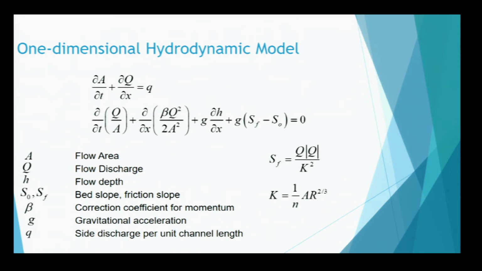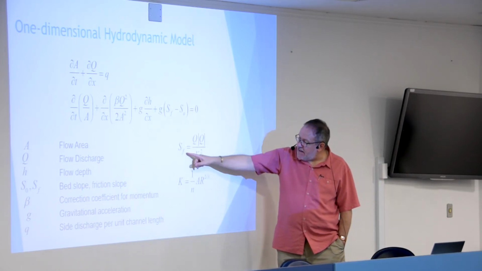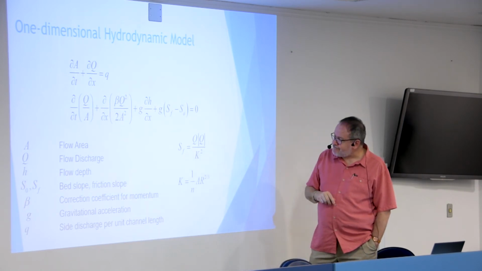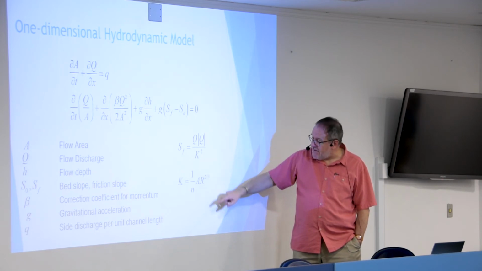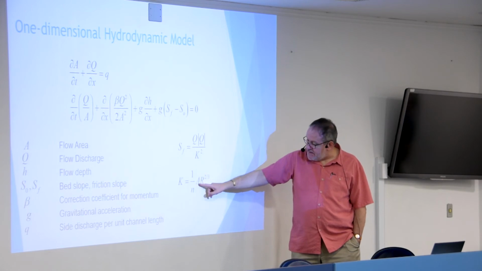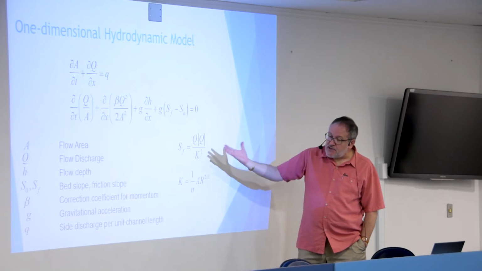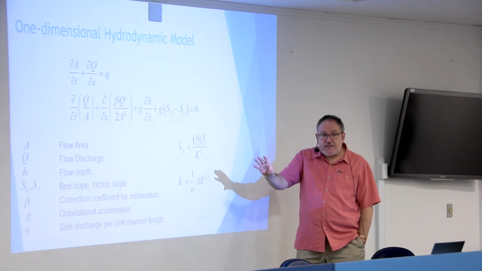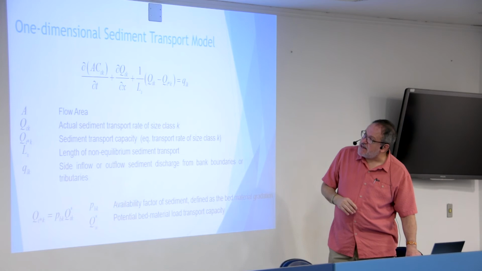So we have the typical terms here: temporal variation, convective term, the pressure term, and then the difference between the friction slope and the slope of the channel. And the friction slope is estimated this way. This is what we call a conveyance factor for a river or a stream or a canal, which is simply made up of the product of cross-sectional area, hydraulic radius to the 2/3, and then Manning's n. So you need some kind of model to route the water, basically. This is what we would call a 1D hydrodynamic model.